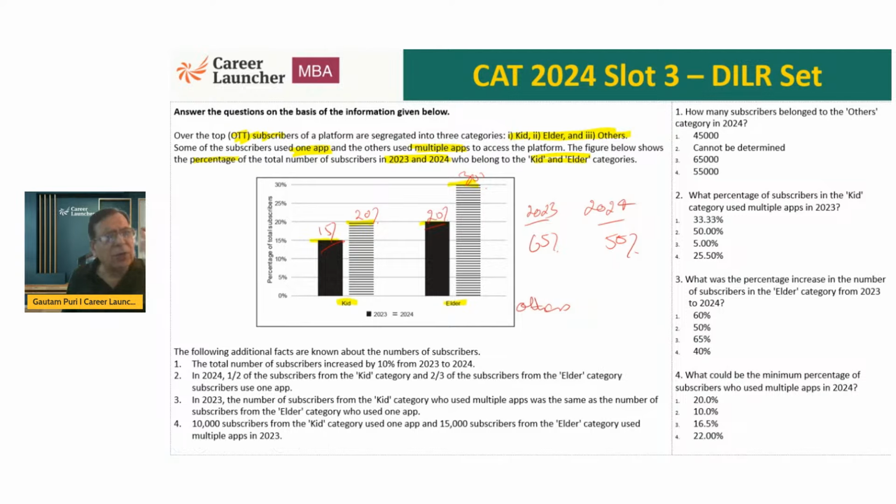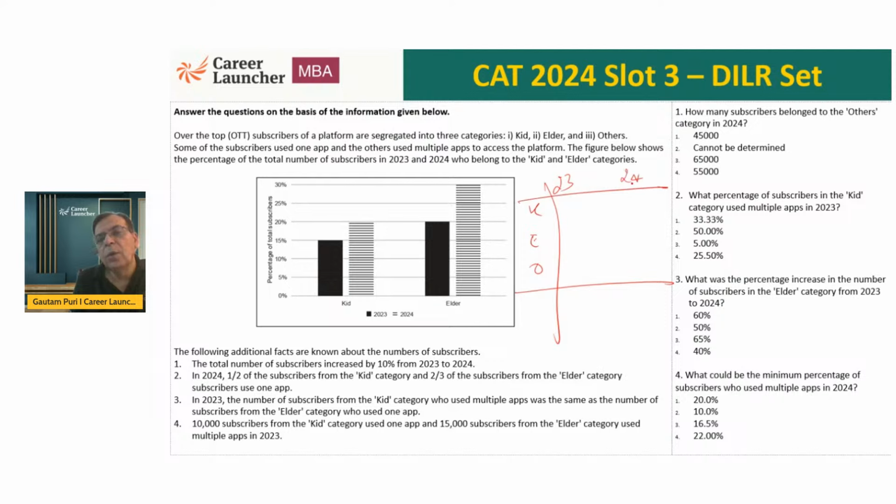Now, what is good about the set so far is the data बहुत आसान है, easy to understand, and the numbers are very convenient. And what is also interesting is you know exactly what kind of table you have to make. What kind of table you'll have to make? You'll have to find out kids, elders, others, for 23 and 24. That's the kind of table that we will probably need to find percentages and the numbers also for both these. And for each of these 23 and 24, we need to find out how many use one app and how many use multiple apps. So ये information है. अब देखते हैं सवाल. Now we will go to the question.